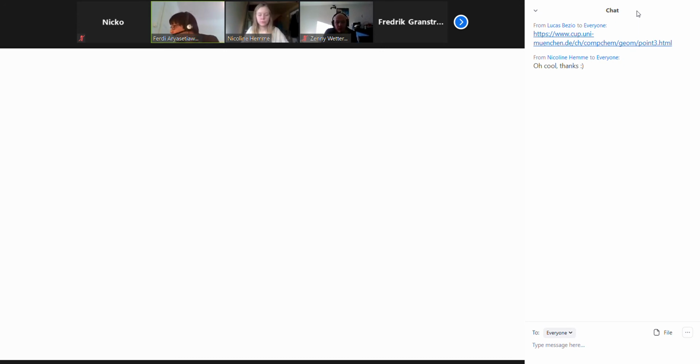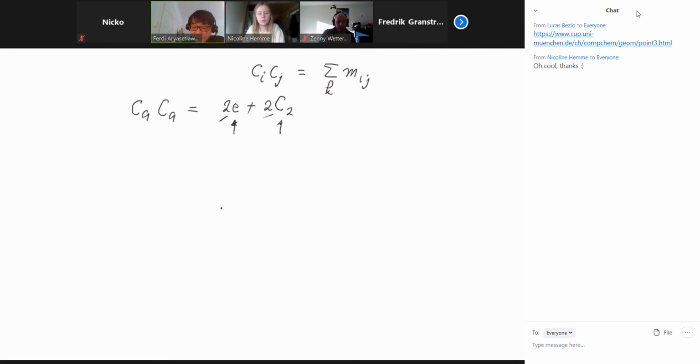For example, if you take CA times CA, according to my table, this is equal to 2E plus 2C2. These are the coefficients. So is the coefficient just still 2? Well, the general formula is a sum over the classes, and then you separate them depending on whether they give the unit element or the C2. This E forms a class, and this is another class.